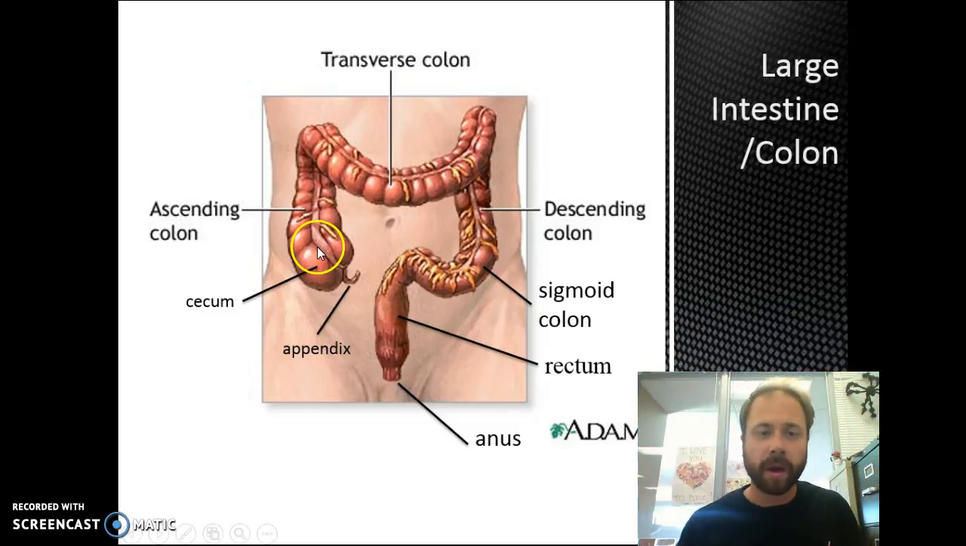When it enters, we're going to the ascending colon, and then the transverse colon, descending colon, through the sigmoid colon, this little curve here, and then out through the rectum, and then through the anus. Now we also have the appendix here. And a lot of people say, well, the appendix doesn't do anything. Well, it used to do something. And what it does now might be a little bit different.